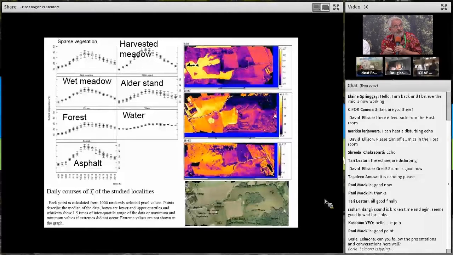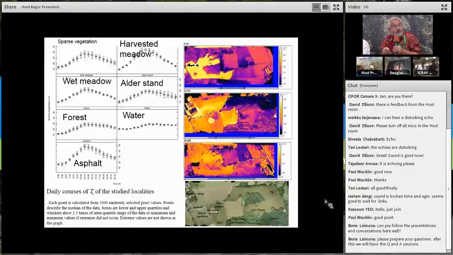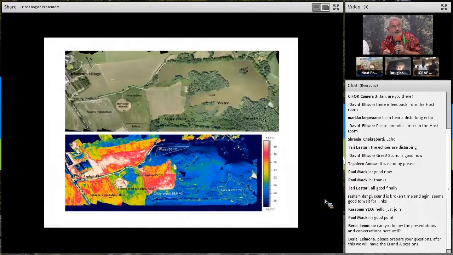But we see obviously that the asphalt, the tarmac road, is by far the hottest in the middle of the day, and the forest is slightly warmer than the open water, but not that different from it. An older stand is the same. A wet meadow is still evaporating quite a lot, transpiring a lot of water, but a harvested meadow, which is a dry patch, is actually getting very hot during that part of the day. And one of these figures is included in the paper by David Allison that we are discussing here.